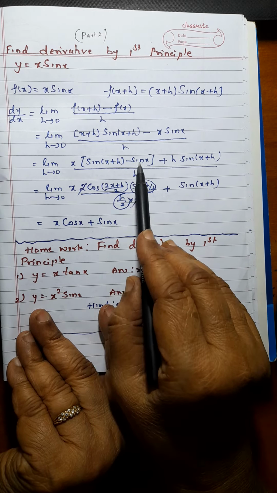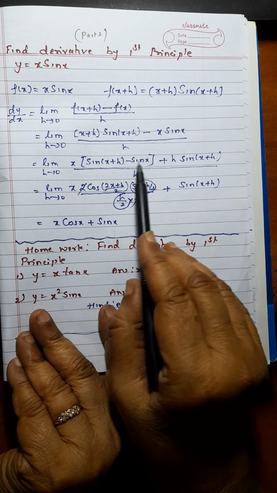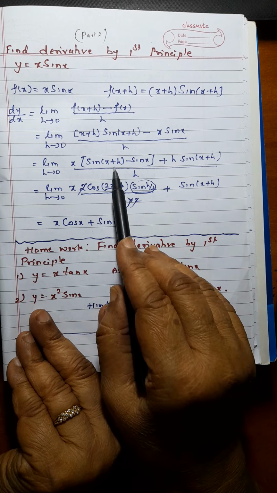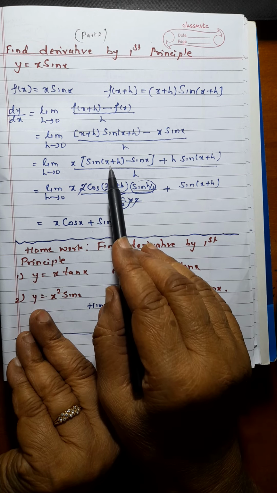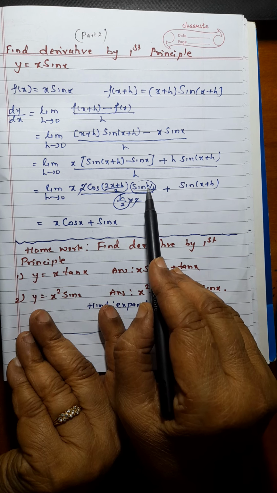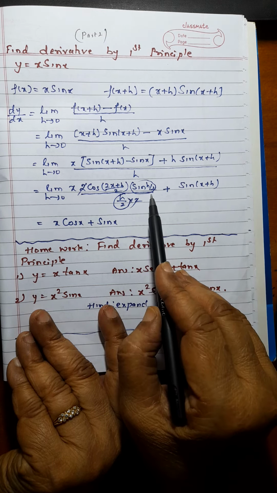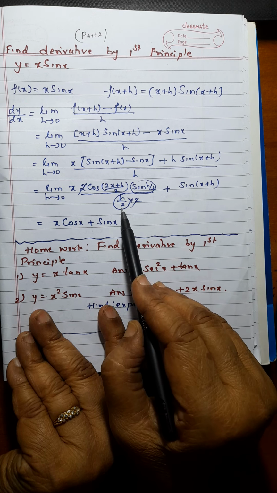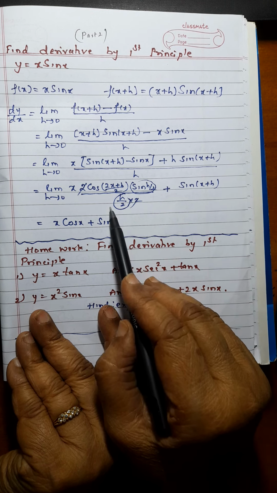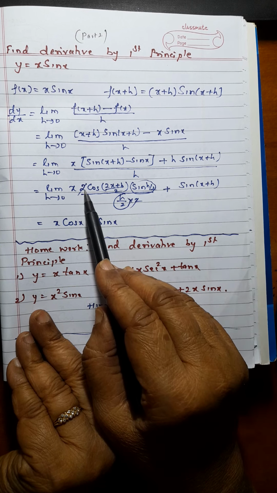You use the sin C minus sin D formula. Of course, limit is there. Sin C minus sin D is 2 cos((C plus D) by 2) sin((C minus D) by 2). So you will get this. But here you will get h by 2, since this minus this by 2 is h by 2. But here only h is there, so I will divide and multiply by 2. And now, as h tends to 0, this will become 1. This 2 cancels with this.